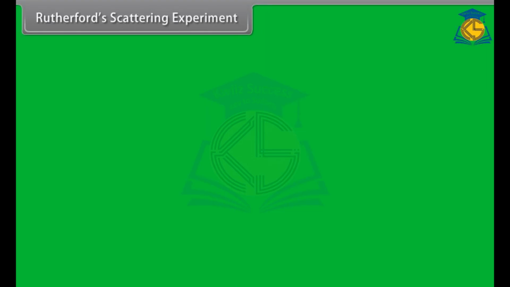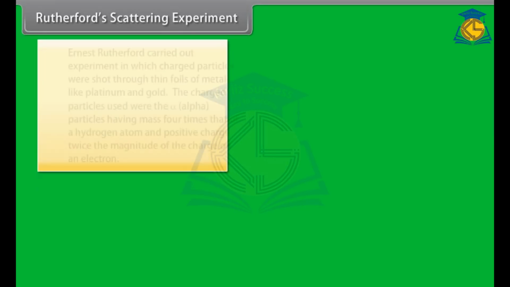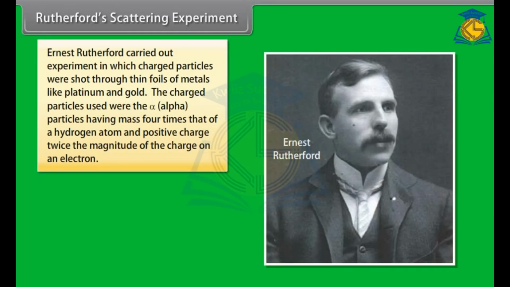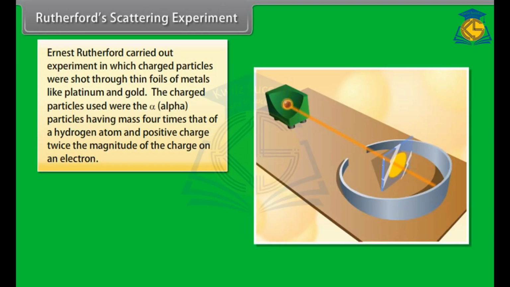Rutherford scattering experiment. Ernest Rutherford carried out an experiment in which charged particles were shot through thin foils of metals like platinum and gold. The charged particles used were the alpha particles having mass 4 times that of a hydrogen atom and positive charge twice the magnitude of the charge of an electron.